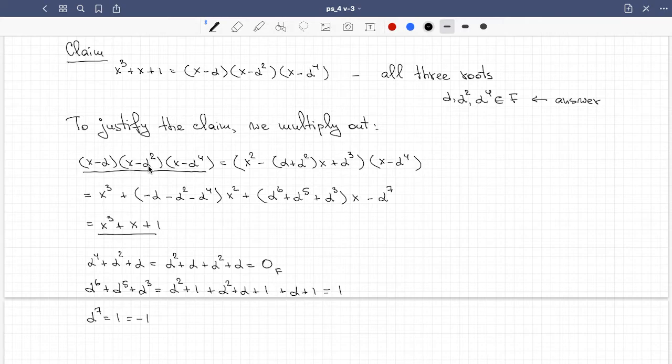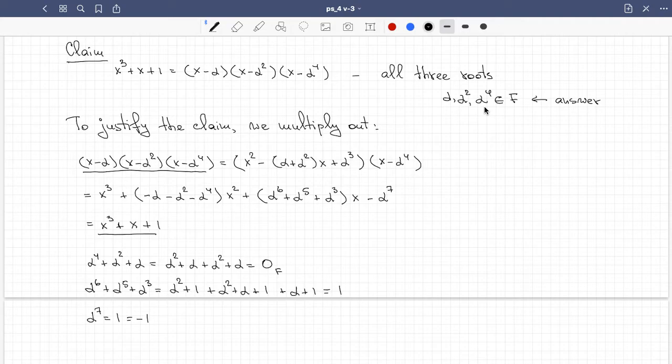Because alpha, alpha squared, and alpha to the 4 are all three roots, and the polynomial cannot have more than 3 roots, all three roots of the polynomial are alpha, alpha squared, and alpha to the 4. As soon as alpha is an element of the field, so are alpha squared and alpha to the 4 by the closure axiom. So I did not need any calculations related to how this root can be written as an element of the field.